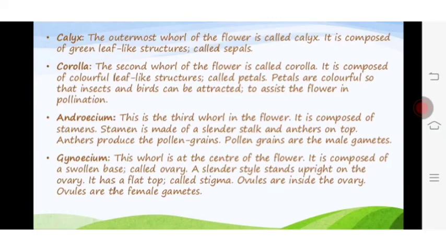Androecium or stamen is the third whorl in the flower. It is composed of stamens. Stamen is made of a slender stalk and anthers on top. Anthers produce the pollen grains. Pollen grains are the male gametes.